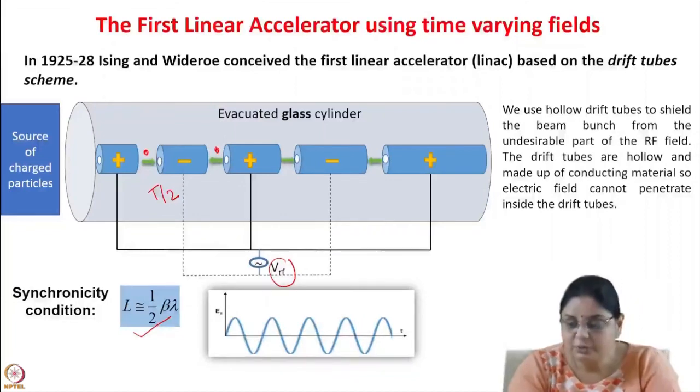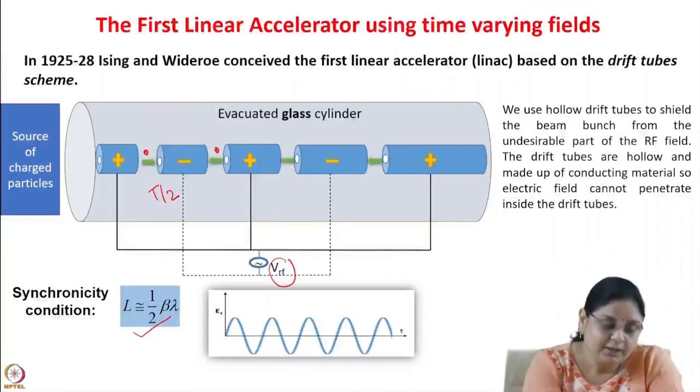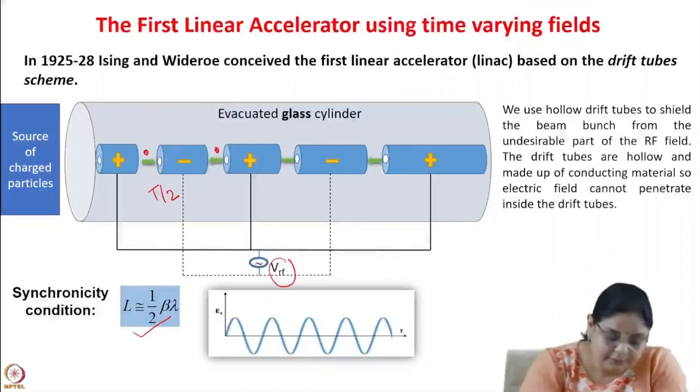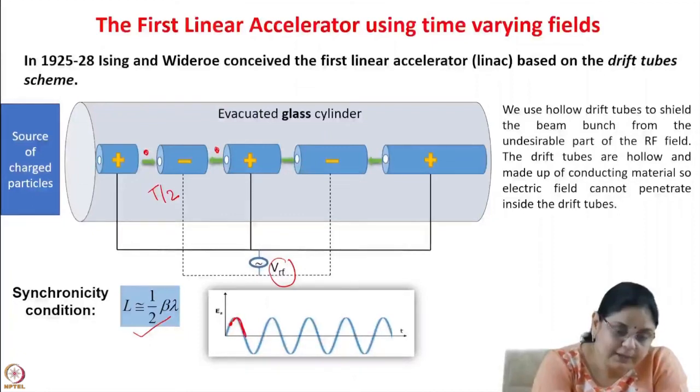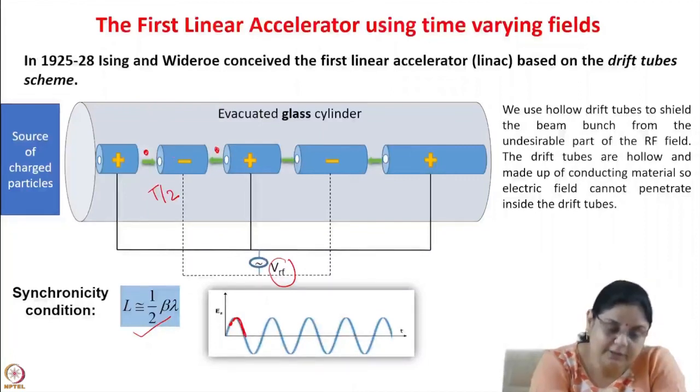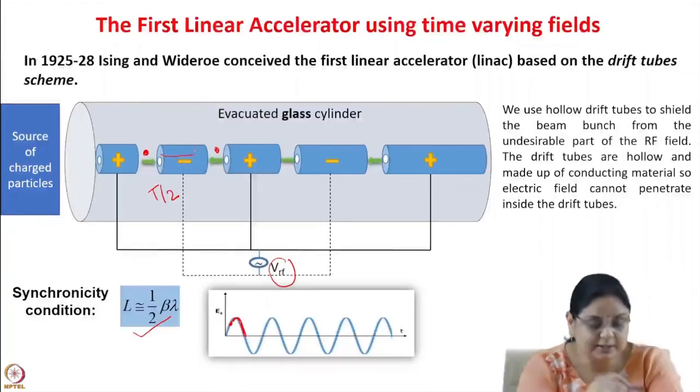Here we use hollow drift tubes to shield the beam bunch from the undesirable part of the RF field. We want the beam to see only this part of the RF field. The remaining part of the field is shielded by the drift tubes. For the remaining part, the bunch enters inside the drift tube, and since the electric field cannot enter inside a hollow conductor, it is shielded from the electric field once it enters inside the drift tube.